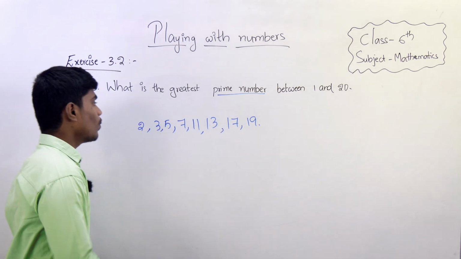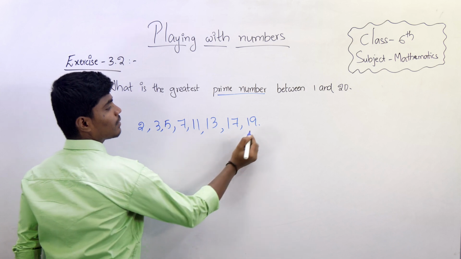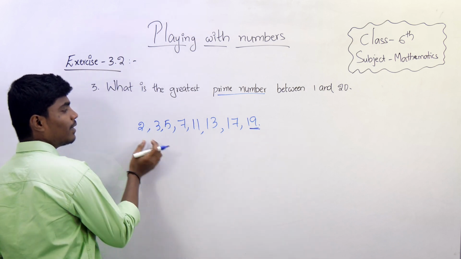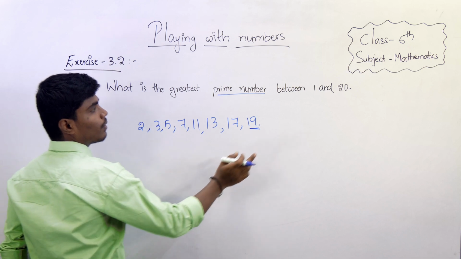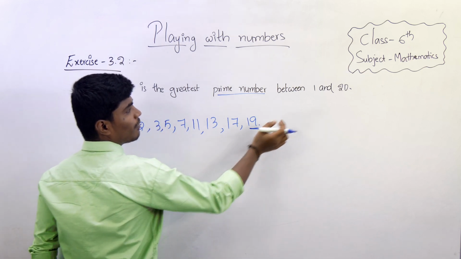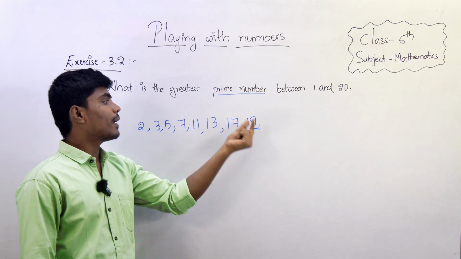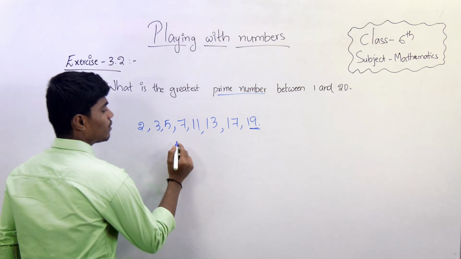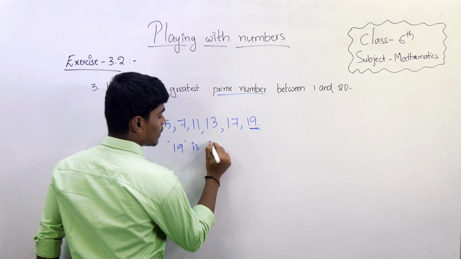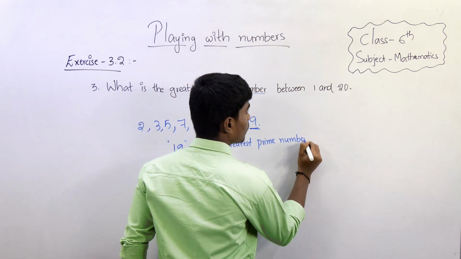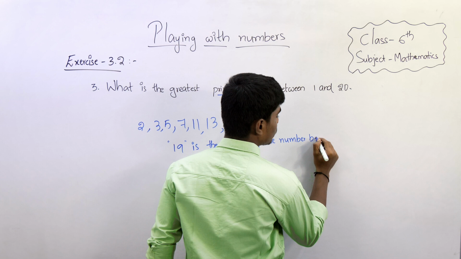Okay, now what is the greatest number among these? 19. So 19 is the greatest number between 2 and 19. So these are the prime numbers between 1 and 20. So what is the greatest prime number? 19 is the greatest prime number. So 19 is the greatest prime number between 1 and 20.